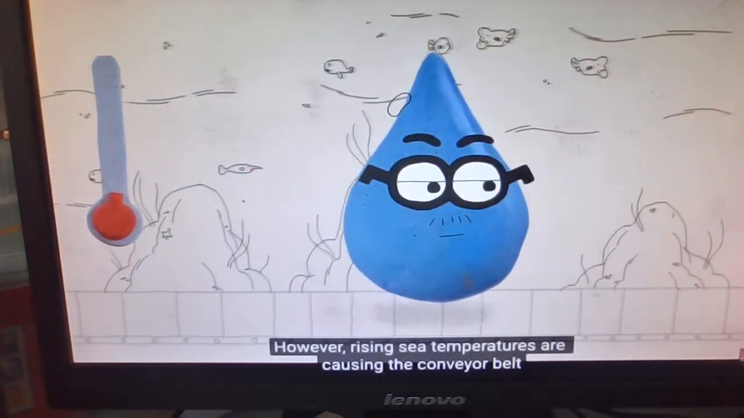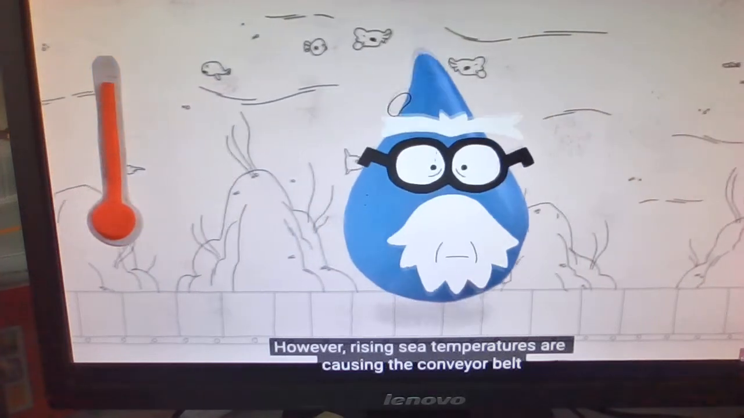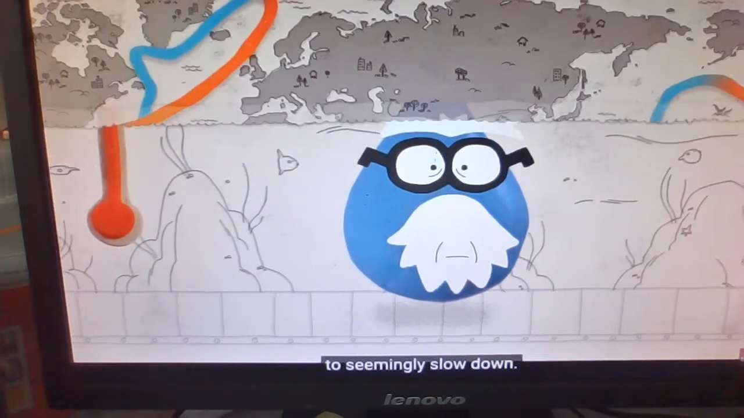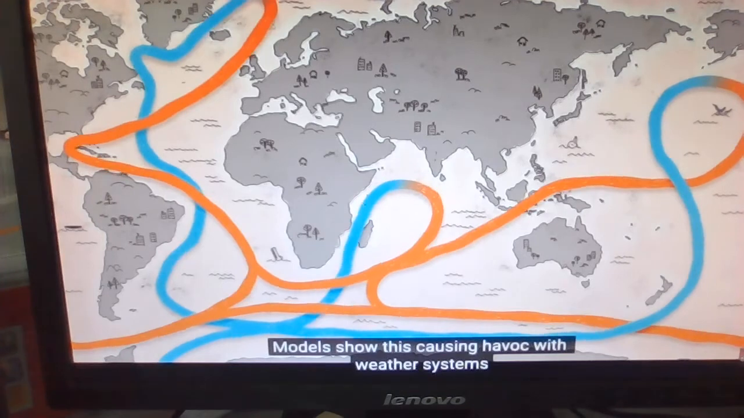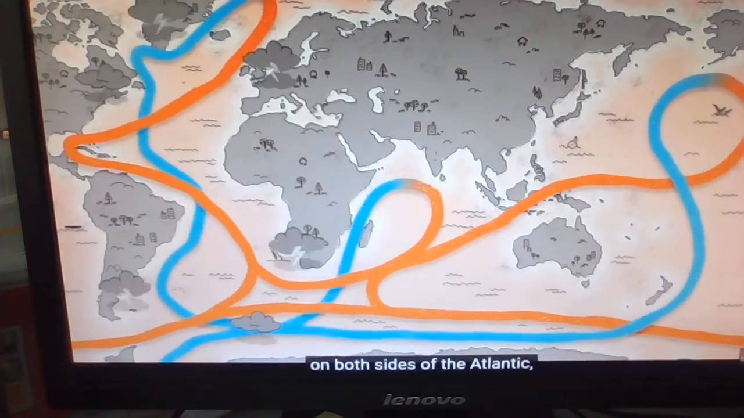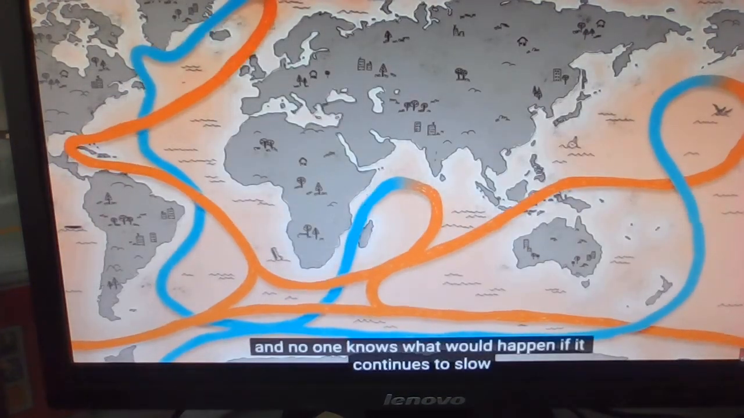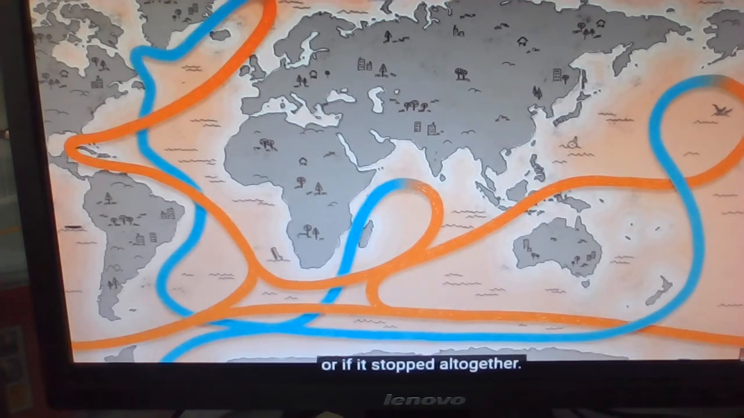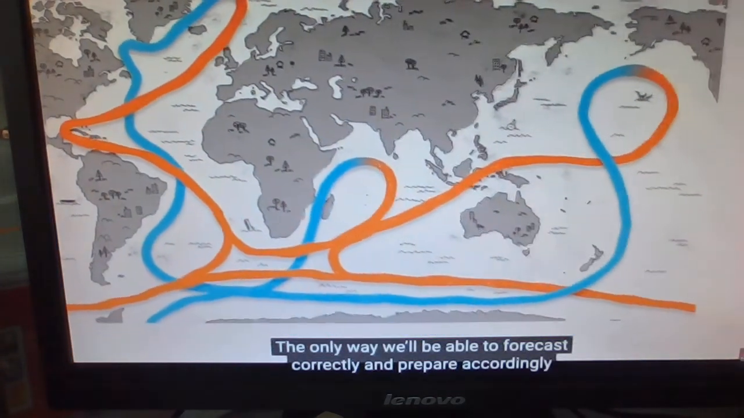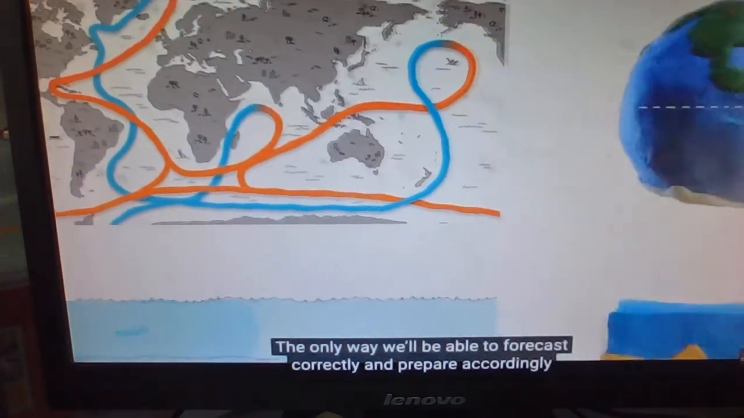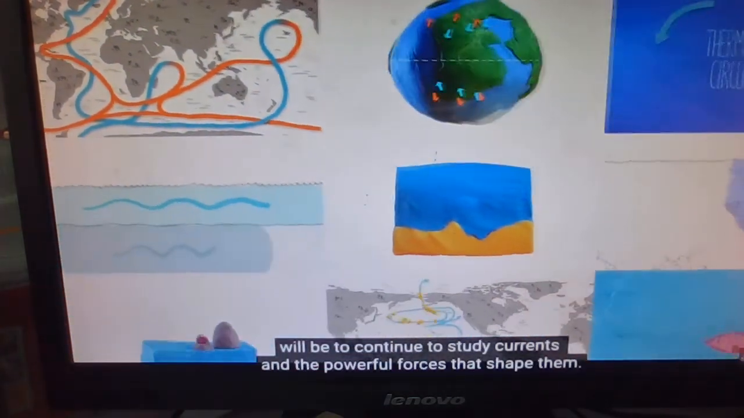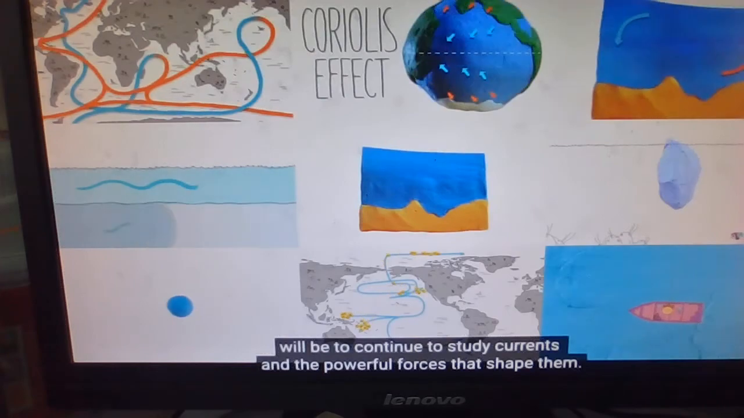However, rising sea temperatures are causing the conveyor belt to seemingly slow down. Models show this causing havoc with weather systems on both sides of the Atlantic, and no one knows what would happen if it continues to slow or if it stopped altogether. The only way we'll be able to forecast correctly and prepare accordingly will be to continue to study currents and the powerful forces that shape them.